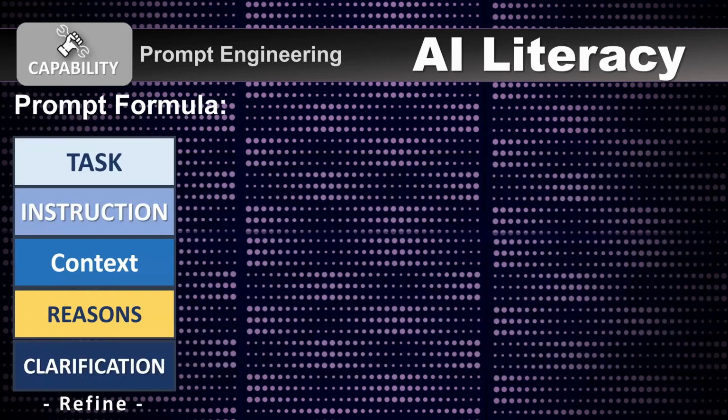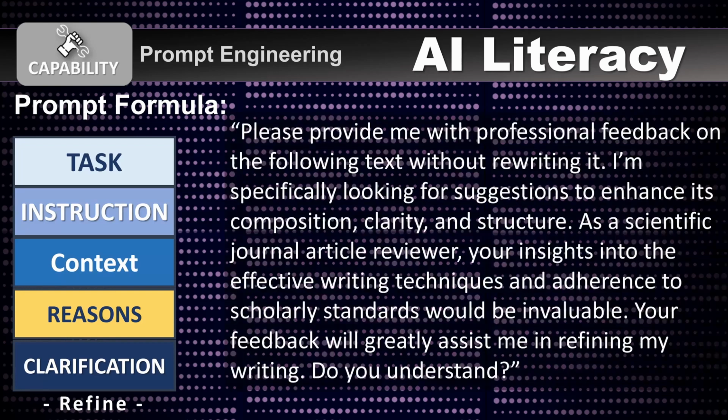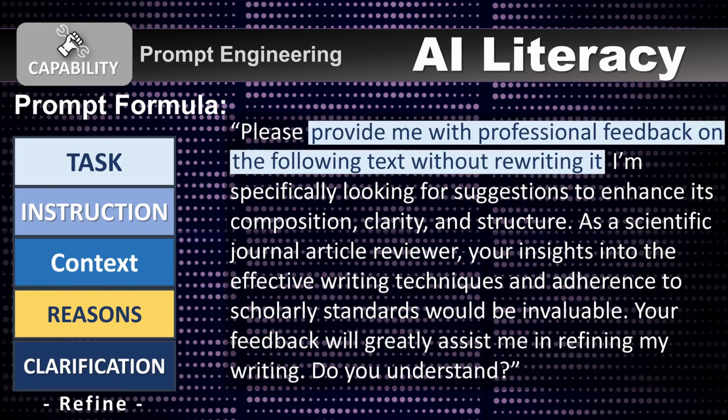So let's break down what we just went over as far as the example. So here's the example as far as the more advanced prompt that has all these different components. So the task here would be to provide me with a professional feedback on the following text without rewriting it. So that's the specific task that we want to do. Now, it is a good idea to put please in front of it because the prompts tend to work better because what we're trying to do is have a conversation with the AI. Using a word like please is more conversational. That's why it tends to enhance the overall prompt.